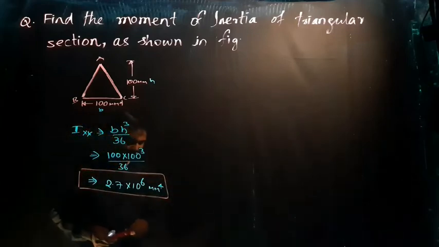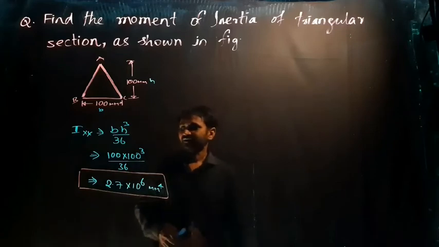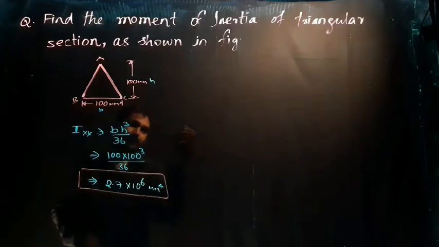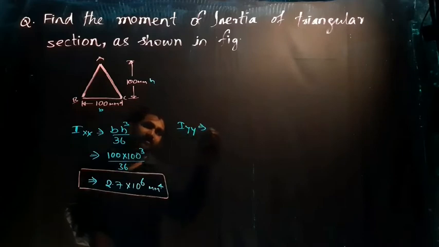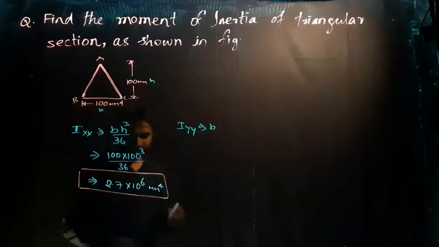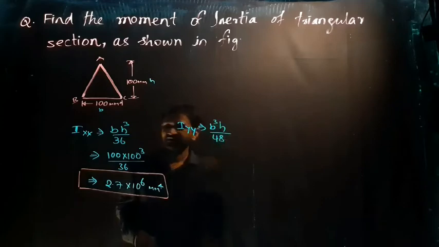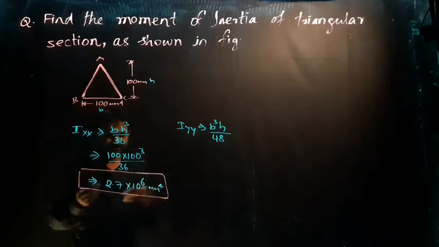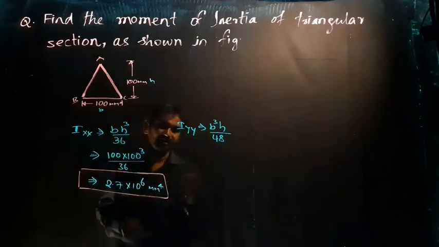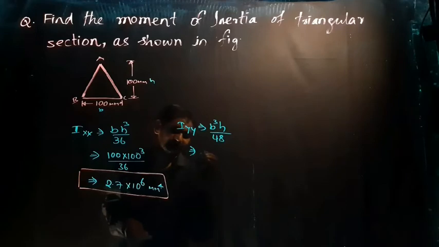Now let us also find out Iyy. Iyy is equal to B cube H by 48. It's not 36, it's 48. 36 will be there and 48 will be there if we go for the y direction. So let us solve this.